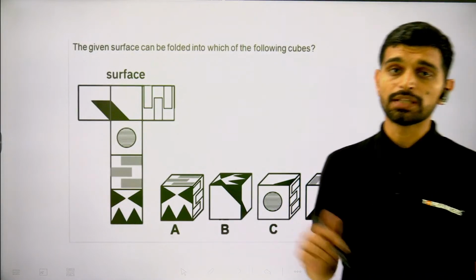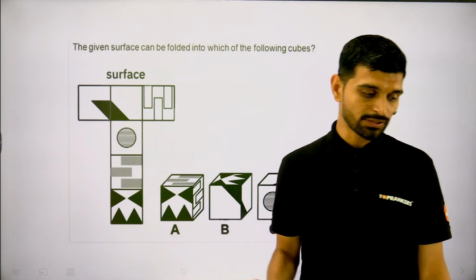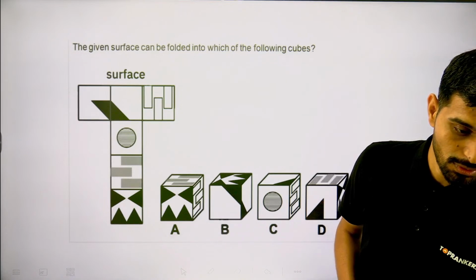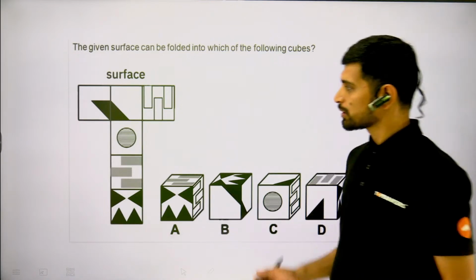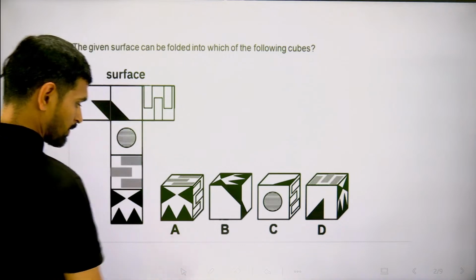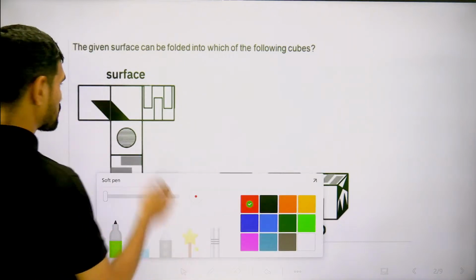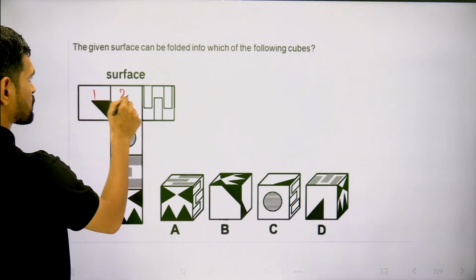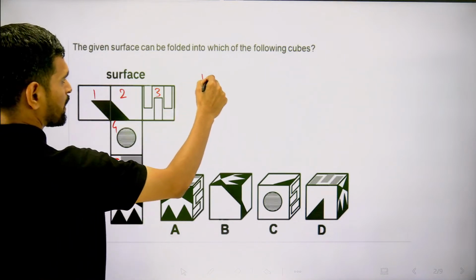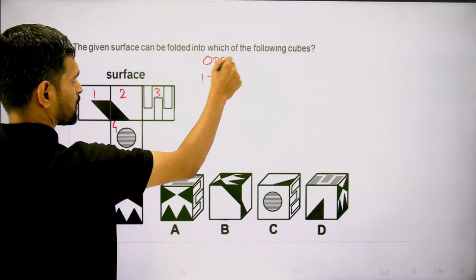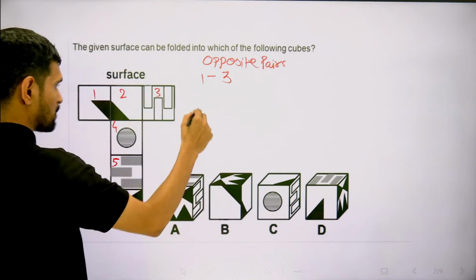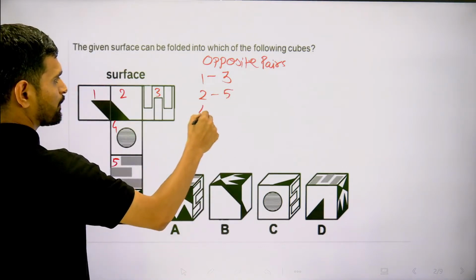The very first question that was discussed in the last session as well is on our screen. So let's look at this one. If this one is surface one, this one is surface two, this one is third, this one is fourth, this one is fifth, and this one is sixth, then the opposite pairs are 1 3, 2 5, and 4 6.